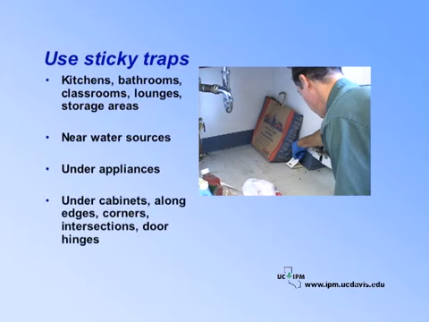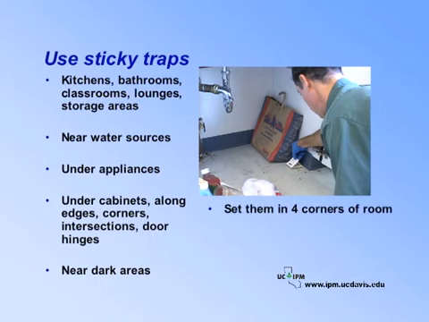Place traps under cabinets, along wall edges, corners, intersections, door hinges, and near dark areas where you find a lot of clutter. Set them at each of the four corners of the room to give you an idea where roaches are entering. Replace traps regularly as they accumulate roaches or debris.